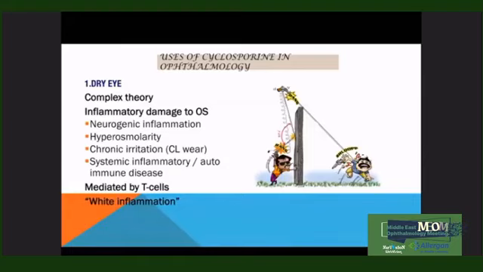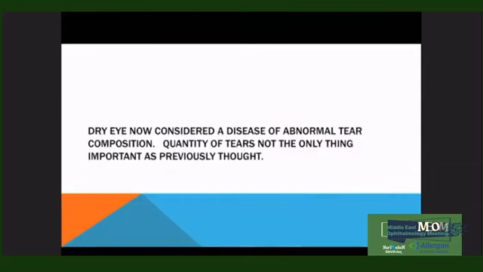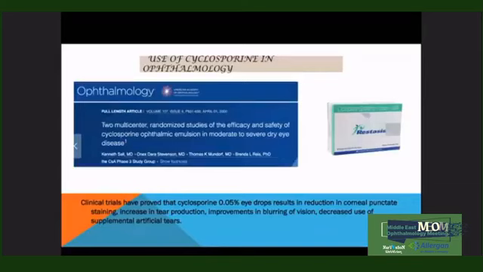So dry eye is not the function of only quantity of tears as was previously thought. It is now considered a disease of abnormal tear composition. So that is the quality of the tears that is the main issue. So as far as cyclosporine is concerned, multiple clinical trials have proven that cyclosporine 0.05% results in a reduction in corneal punctate staining, increase in tear production, improvement in the symptomatology of the patients, and decreased dependence on the supplemental artificial tears.